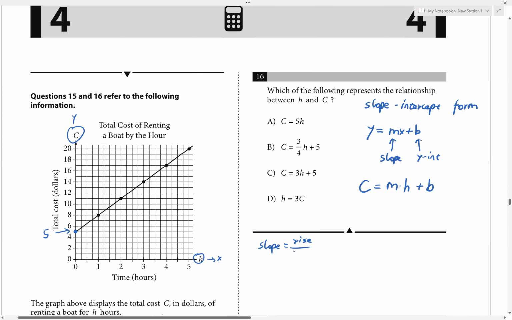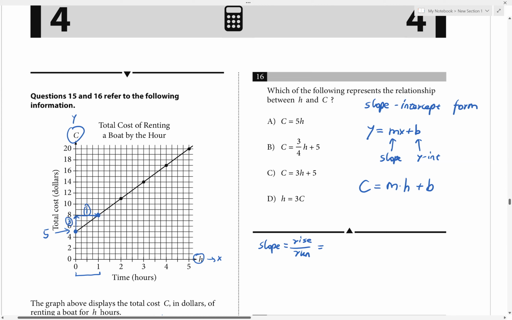Rise over run. So we can use the graph to count this. If we start from the y-intercept here, to reach our next point, we have to go up to 8. So we go from 5 to 8, that's up 3. And then we go over, it's like 4 spaces, but the 4 spaces is 1 unit for the x value, so it's 1 hour. So that's actually over 1. So we go up 3 over 1 here.